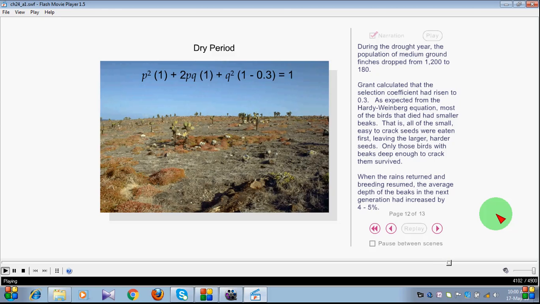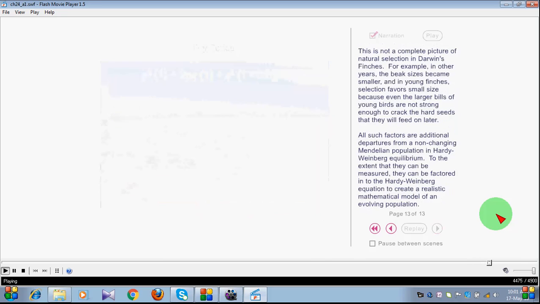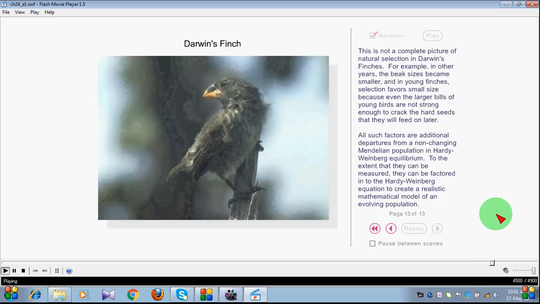As expected from the Hardy-Weinberg equation, most of the birds that died had smaller beaks. That is, all of the small, easy-to-crack seeds were eaten first, leaving the larger, harder seeds. Only those birds with beaks deep enough to crack them survived. When the rains returned and breeding resumed, the average depth of the beaks in the next generation had increased by 4 to 5%. This is not a complete picture of natural selection in Darwin's finches.